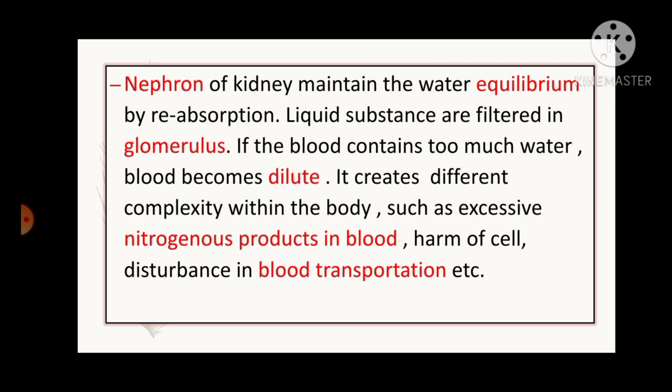Liquid substances are filtered in glomerulus. If the blood contains too much water, blood becomes dilute. It creates different complexity within the body, such as excessive nitrogenous products in blood, harm of cell, disturbance in blood transportation, etc.